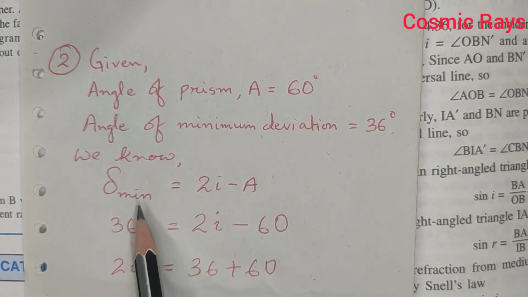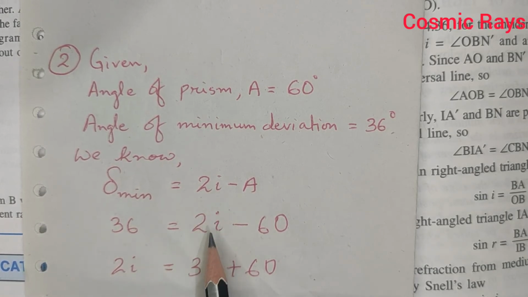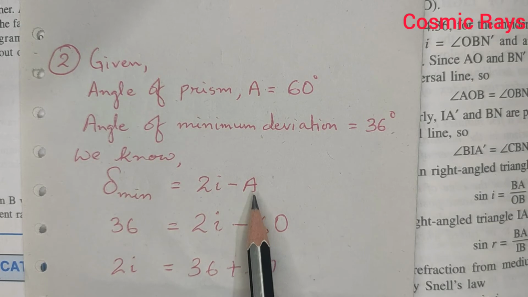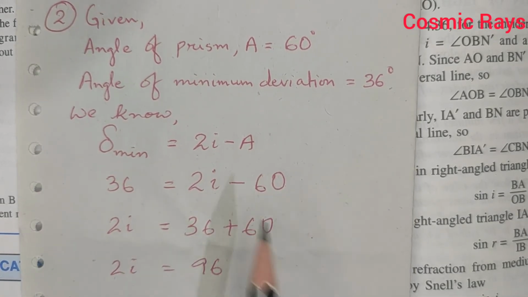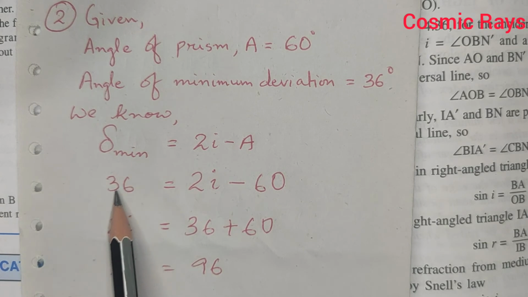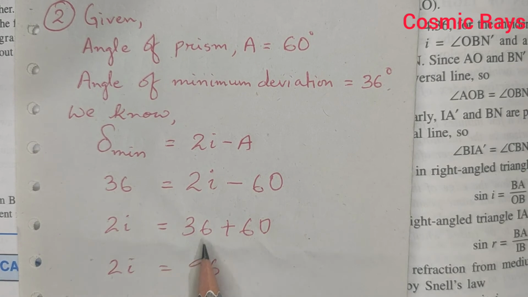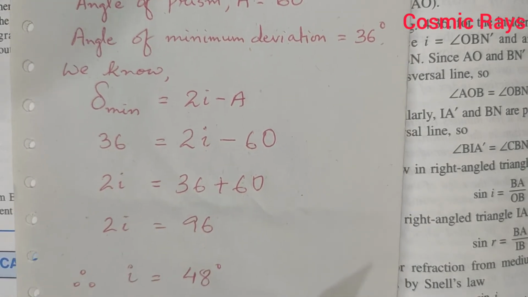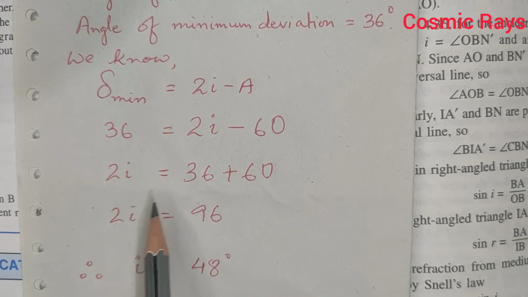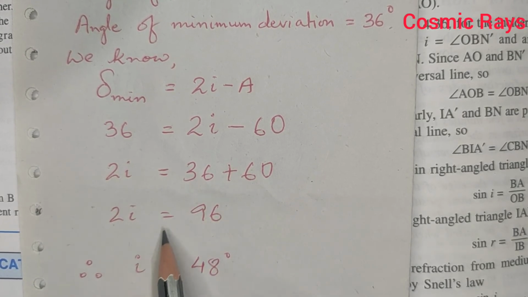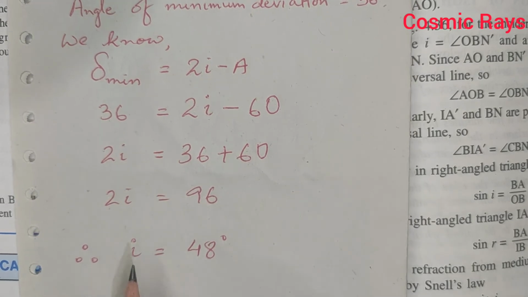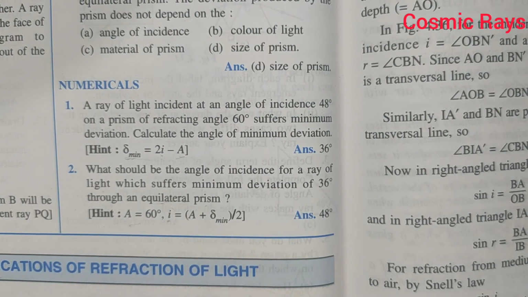So angle of minimum deviation is 36 equals 2 into I, that is angle of incidence, which is what we have to find out, minus the refracting angle or the angle of prism, that is 60 degree. So here if you take minus 60 to the other side, it becomes 36 plus 60. So twice I is equal to 36 plus 60. Now here you can see 36 plus 60 is 96. So twice I is equal to 96. Therefore I is equal to 96 divided by 2, that is 48 degree. I hope it's clear to you all.